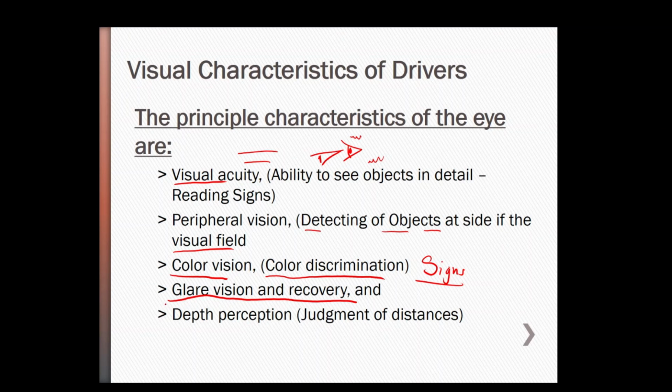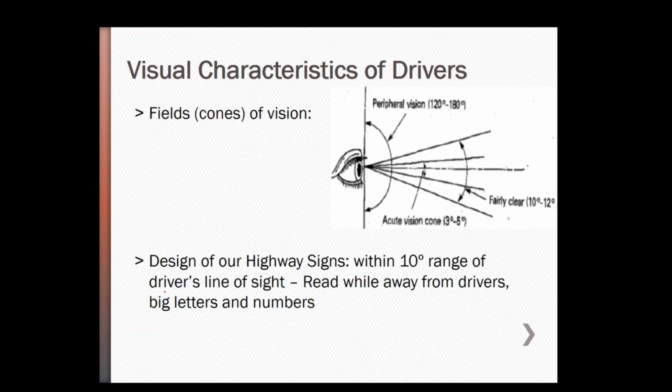Imagine people driving with their high beams on all the time. You get kind of blinded for a few seconds. Finally, we have here, and this is very important to judge when you want to stop, what we call depth perception. These are all different characteristics of the human eye that we use when we drive.